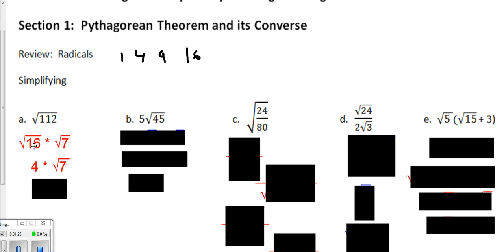Square root of 16 is 4. Square root of 7, we don't know. There isn't an exact number for sure. At least it's not a whole number. It would be a really long decimal number that never ends.